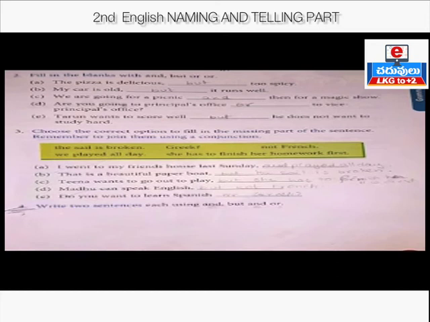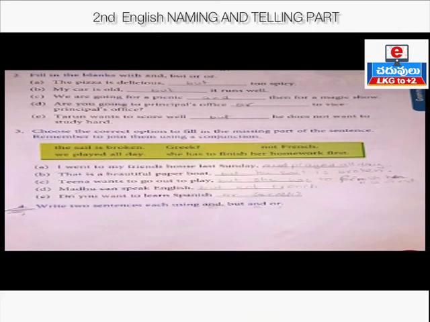Fill in the blanks with and, but, or. A1. The pizza is delicious but too spicy. My car is old but it runs well. We are going for a picnic and then for a magic show. Are you going to the principal's office or to the vice principal's office? Tarun wants to score well, but he does not want to study hard. Children, this one also you should write.